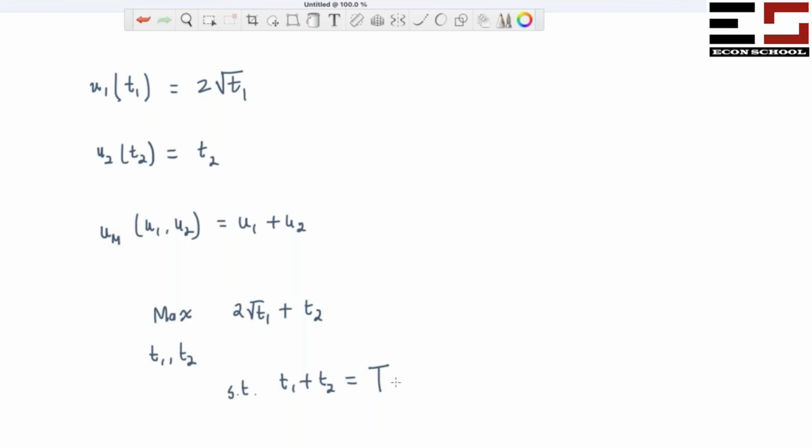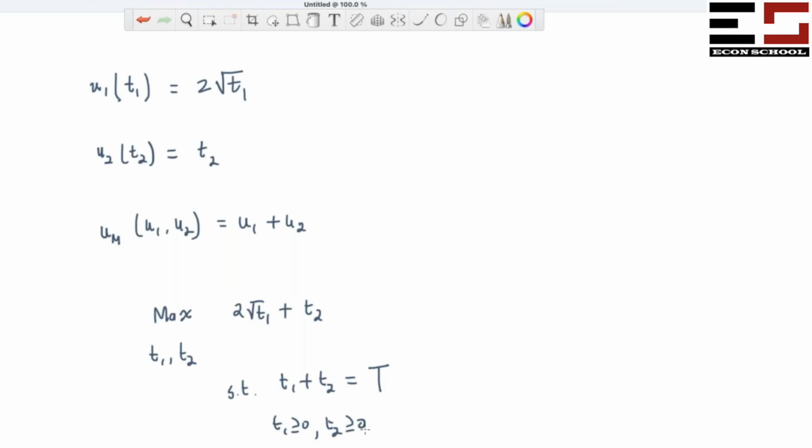We can solve it for all T basically. Is this fine? Okay, and of course T1 is non-negative, T2 is non-negative. Is this clear? Is the problem clear? We just thought of a story and we just modeled it as a math problem and we can solve it. Okay, fine.